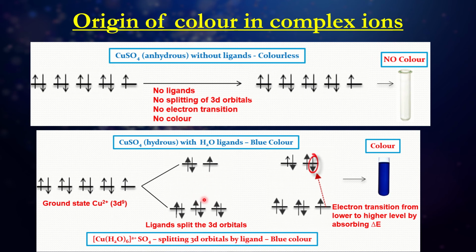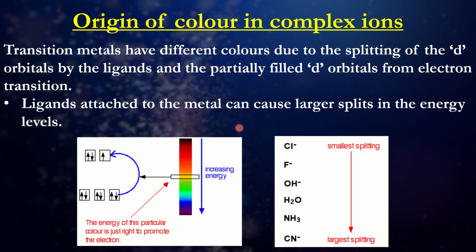Then, during that splitting process, there can be a transfer of an electron from a lower energy shell to a higher energy shell. And it's this transition that gives the distinct blue color of the hydrous copper sulfate. So remember, splitting of the 3d shell by the ligands can cause distinct colors. If we don't have splitting, no ligands, we might not get any color at all.